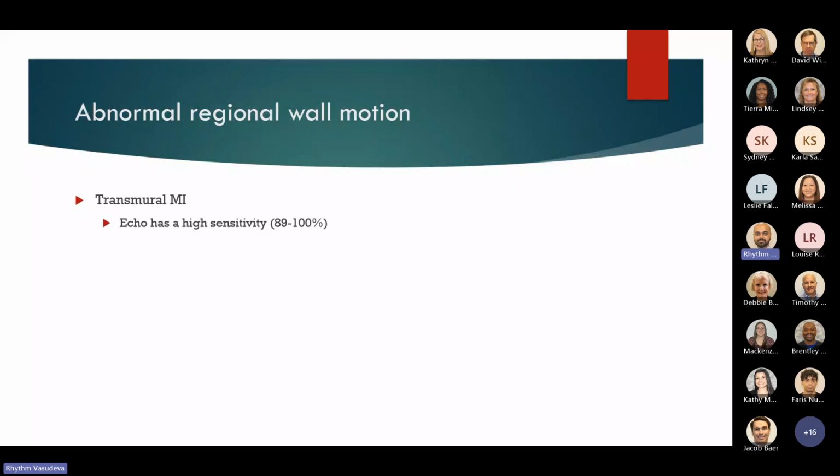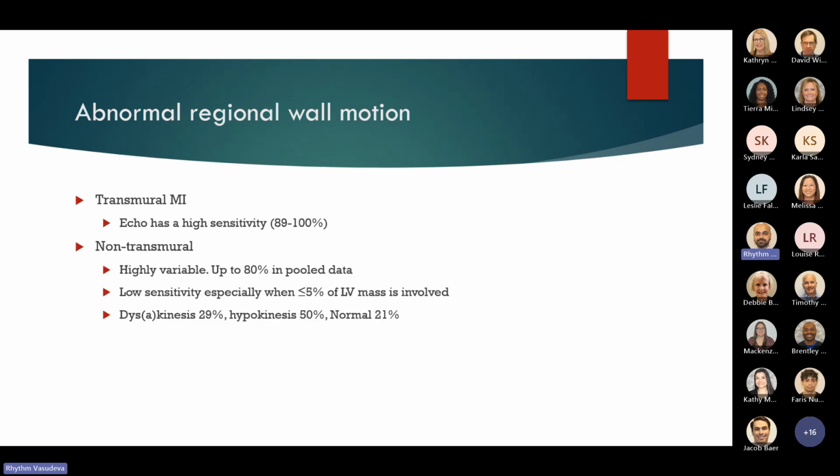Echo has great sensitivity to pick up transmural MIs, up to 100%. So if you see an obvious wall motion abnormality and they go into the cath lab, there's a very high chance you're going to see an MI, like an acute occlusion.